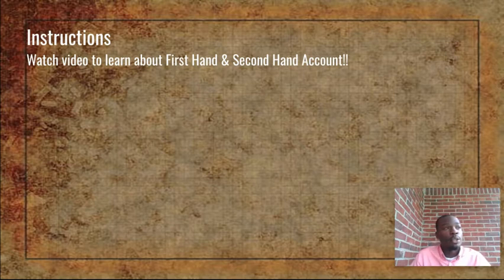First hand account is when someone who experienced tells the story. Someone who experienced the event tells the story. Secondhand is when someone collected artifacts and information, put it all together to create a story to tell someone.